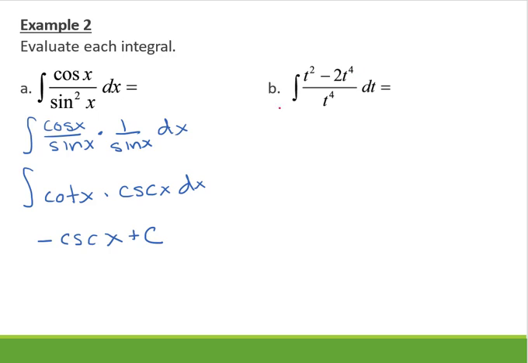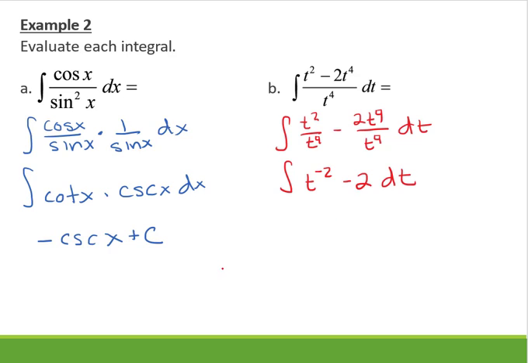I can't just take the integral of the top and the integral of the bottom. What I need to do is manipulate this into splitting the numerator up. Then I'm going to manipulate it even more and write it with negative exponents. Add 1 to your exponent. That is t to the negative 1, 1 over your new exponent.